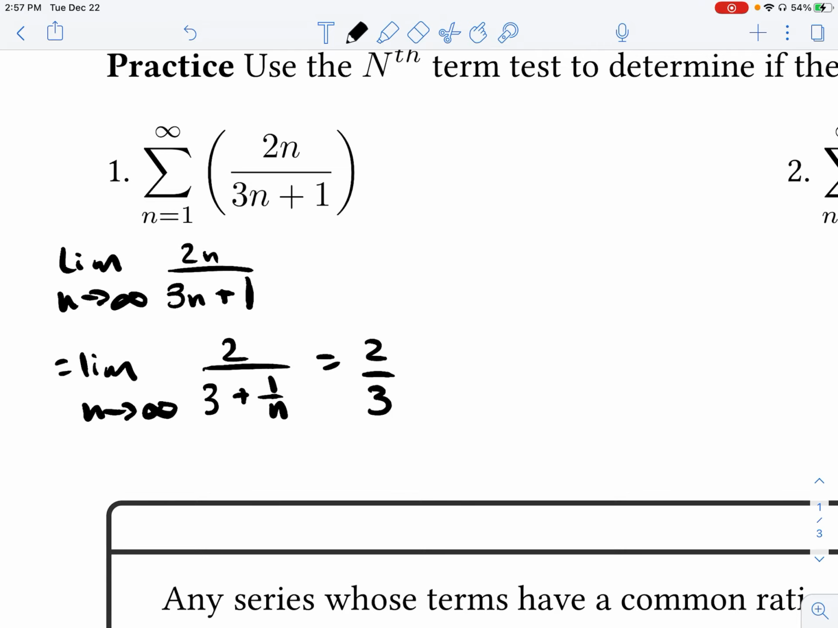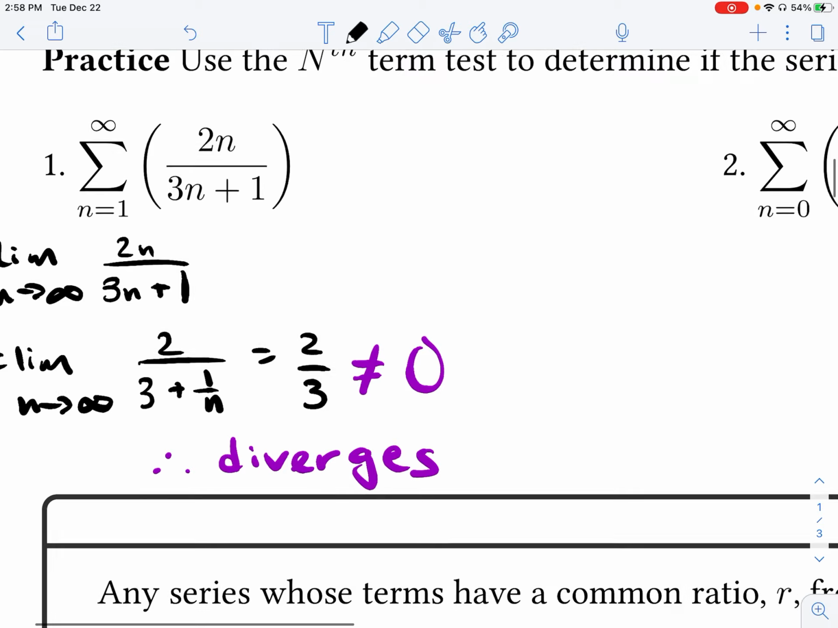The limit here is equal to 2/3. This is not equal to 0. Therefore, we are adding terms as n approaches infinity that are effectively 2/3. It's like we're adding 2/3 over and over and over again. There is no way that this series would converge. So for certain, we can say that this series diverges. All right, let's try another example now.